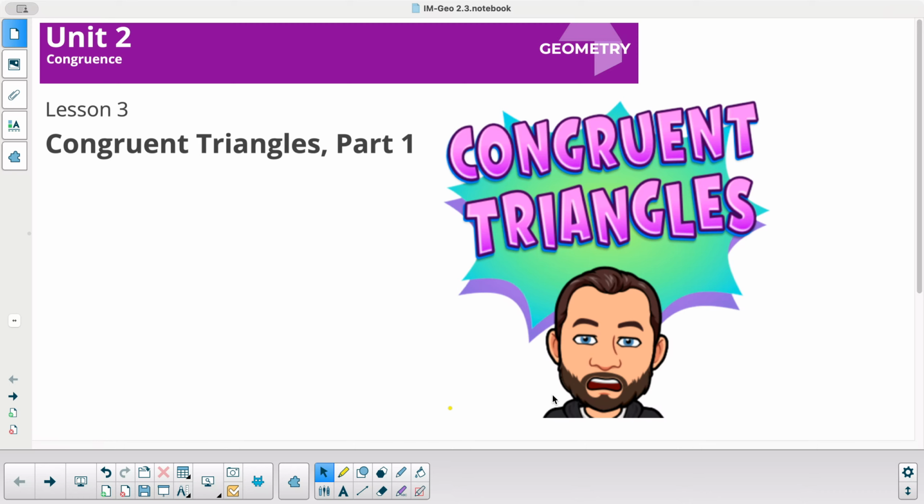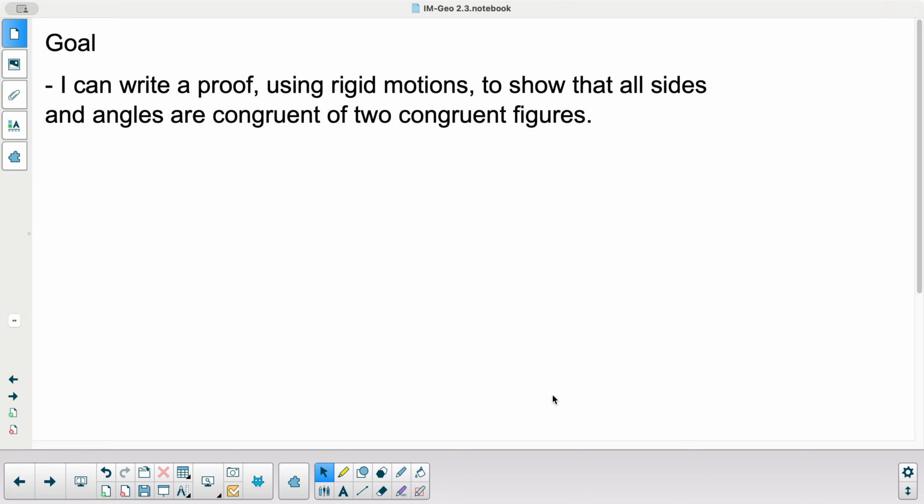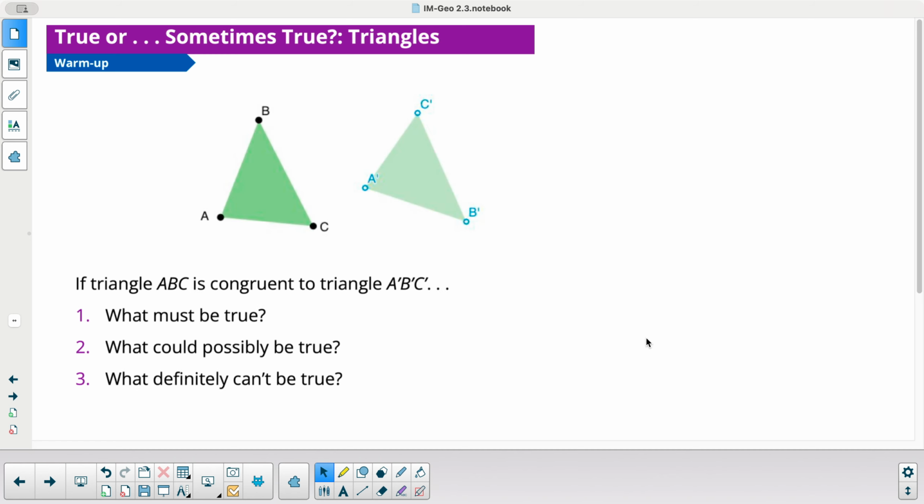Illustrative Math Geometry is called Congruent Triangles, Part 1. So our goal today is, I can write a proof using rigid motions to show that all sides and angles are congruent of two congruent figures. So if triangle ABC is congruent to triangle A prime, B prime, C prime, what must be true?